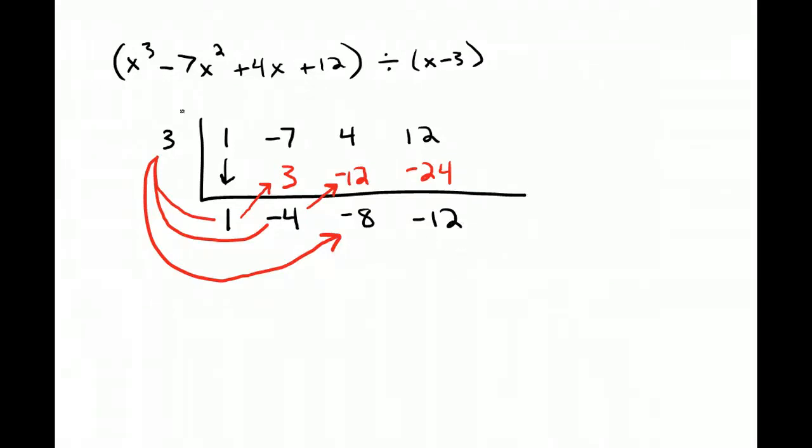But you need to remember a couple things. First of all, this last term here is your remainder. So this would be your constant term, your linear term, and your quadratic term. So in other words, this is my remainder, this is my constant, this is my x term, this is my x squared term. So my answer actually is x squared minus 4x minus 8 remainder -12.